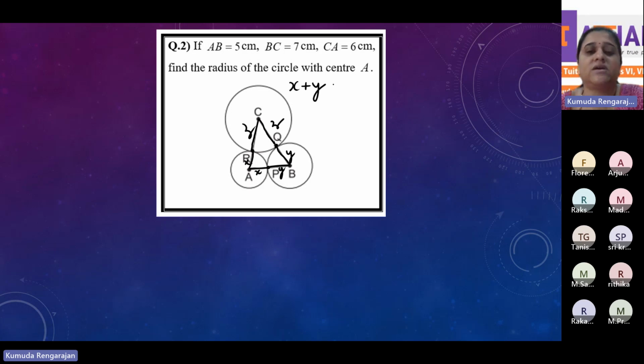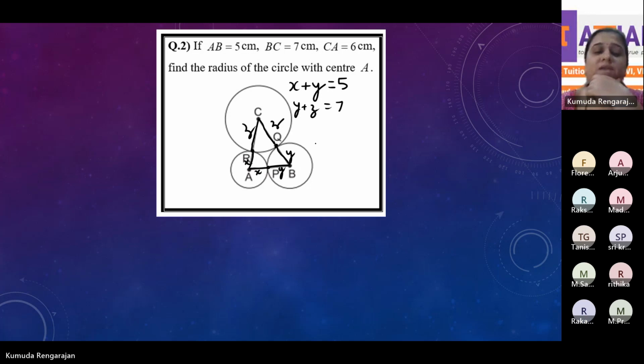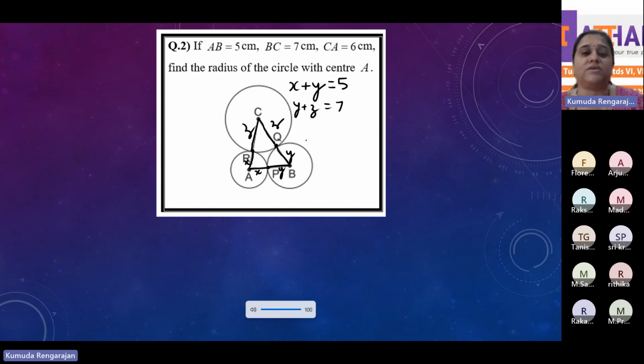And how much is it? How much is x plus y? 5 centimeters. Very good. How much is BC? 7 centimeters. But what is BC? Y plus z. Y plus z is equal to 7. And what about AC? AC is given to be 6 centimeters. And by the figure, what is AC? X plus z. Very good. X plus z is equal to 6.